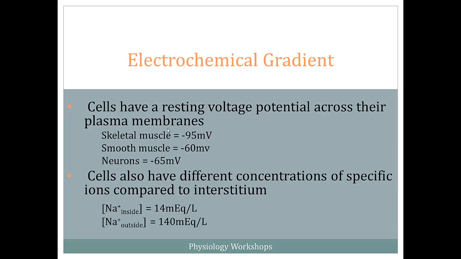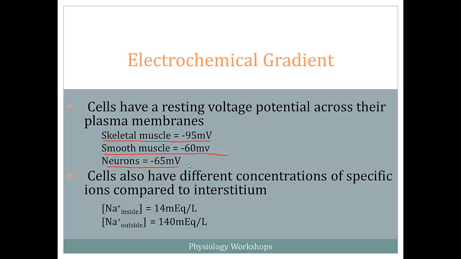So now that we can calculate our equilibriums, let's take a quick look at how we would apply this to the human body. So let's first take a quick look at what an electrochemical gradient might look like for a cell. Depending on the function and location of a cell, its resting potential will most likely vary between -60 and -100 millivolts. Skeletal muscles typically have resting potentials of around -95 millivolts. Smooth muscle would have maybe resting potentials around -60 millivolts, and neurons are around -65 millivolts.